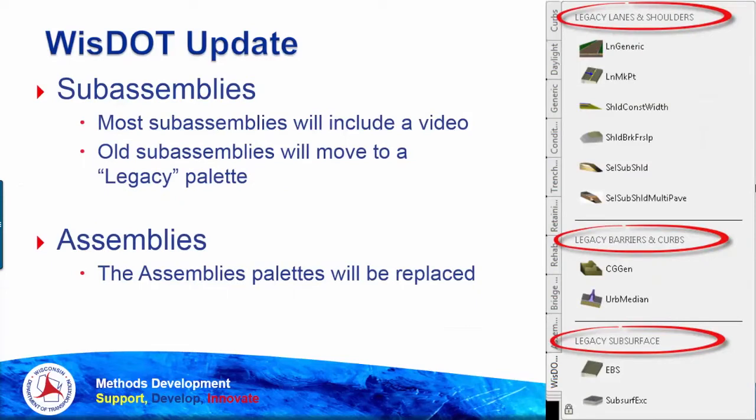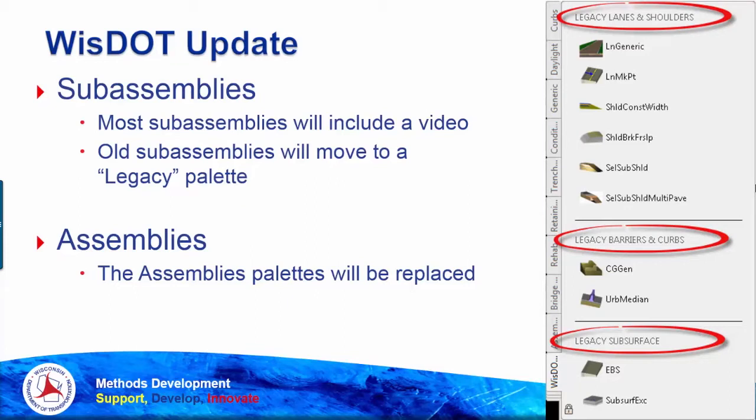So the way this is going to show up after the update, all of our old subassemblies that are being replaced are going to move to a new palette. It's going to be called a legacy palette, and there you'll see all the subassemblies that have been replaced. When you hover your mouse over these subassemblies on the palette, you'll get a tooltip, and it'll say right on there, this subassembly has been replaced by whatever the new subassembly name is.